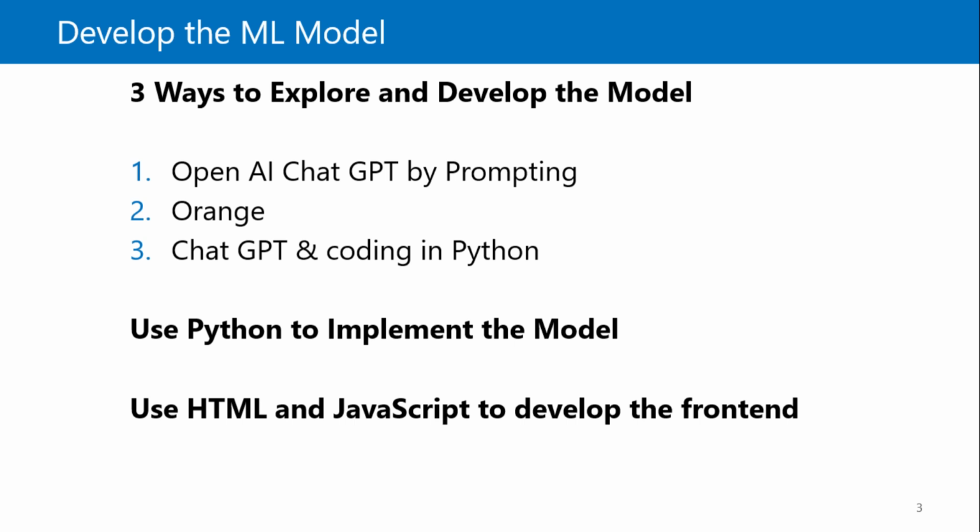First, we will use OpenAI's ChatGPT by prompting it for guidance. Second, we will utilize OrangeML for model development. Third, we will combine insights from ChatGPT with direct coding in Python for a hands-on approach. We will implement the model using Python and develop the front end using HTML and JavaScript.